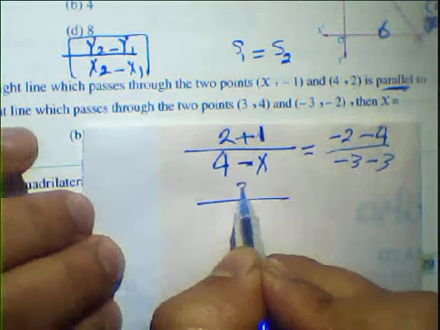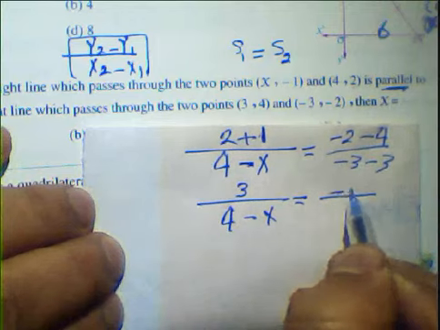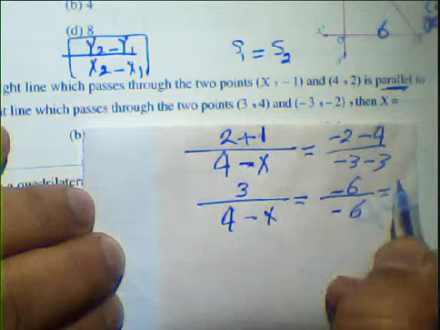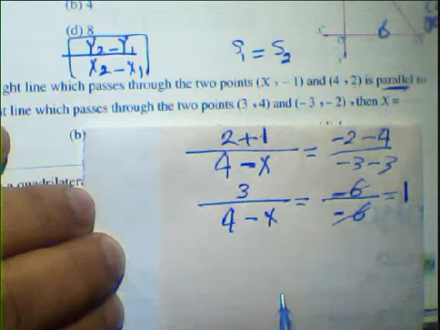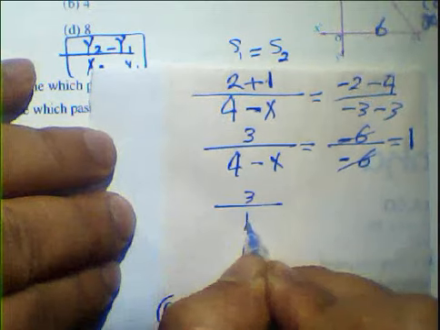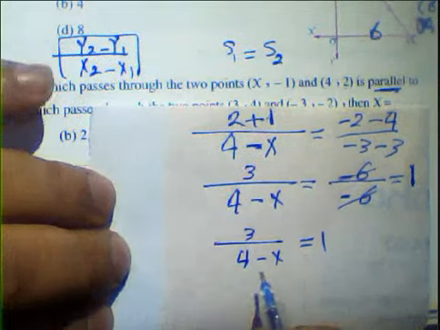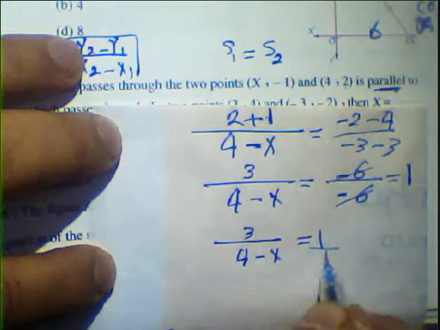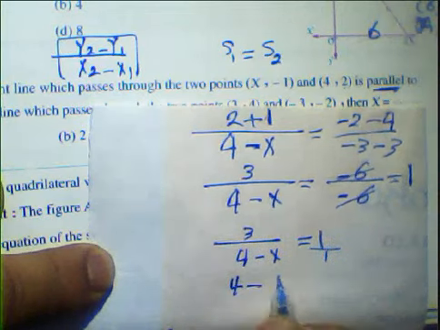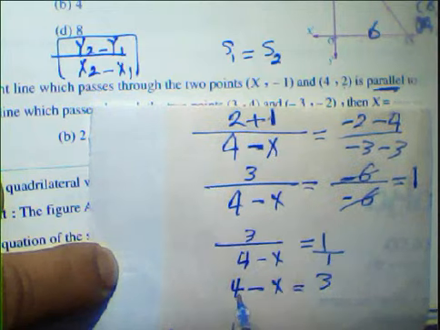2 plus 1 equals 3 over 4 minus x, equals -2 minus 4 equals -6, and -3 minus 3 equals -6. It will be equal to 1. We can simplify it: 3 over 4 minus x equals 1. So we can find the result by multiplication of extremes and means. The product of extremes equals the product of means. Then 4 minus x equals 3, because 3 times 1 equals 3.